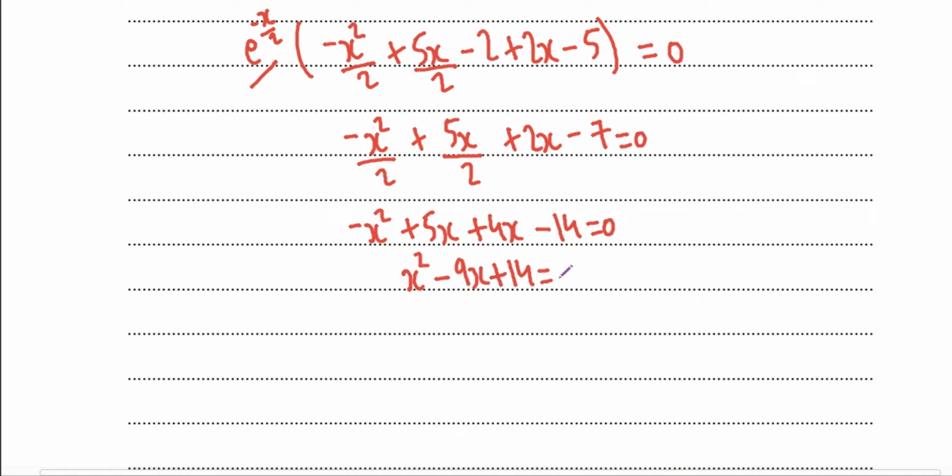It's a simple quadratic to solve. You can factorize it. x minus 2, x minus 7 is equal to 0. So x is equal to 2 or x is equal to 7.